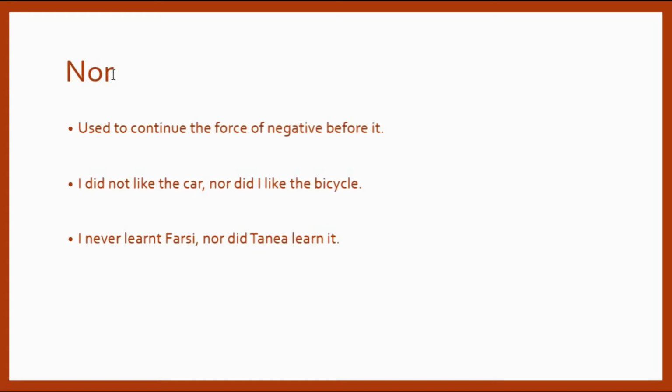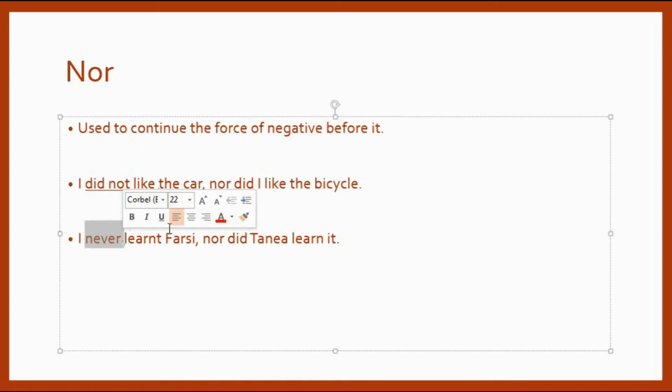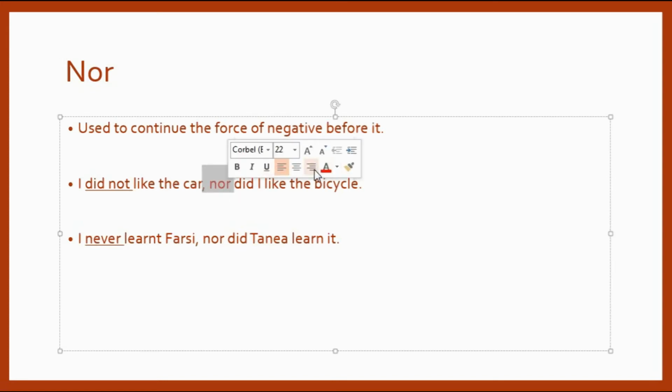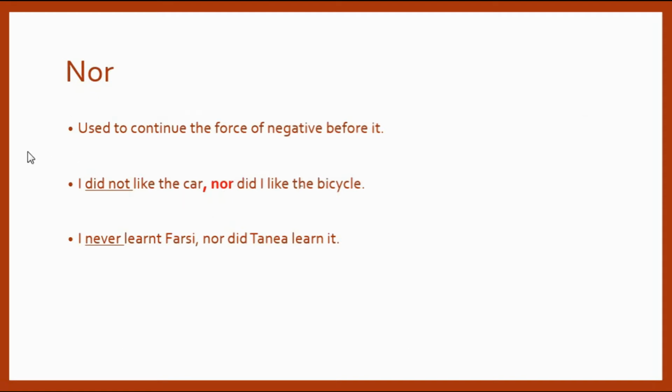So nor. What does nor mean? It is used to continue the force of a negative before it. So you usually have a negative before it, right? And it continues the force of it without using not. So I didn't like the car, nor did I like the bicycle. So I didn't like the car, I didn't like the bicycle. But we use this fancy way of putting the two sentences together, okay? So this is also negative because we have nor.